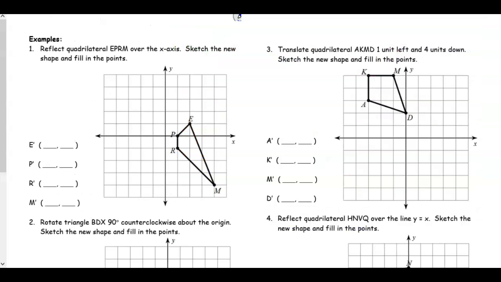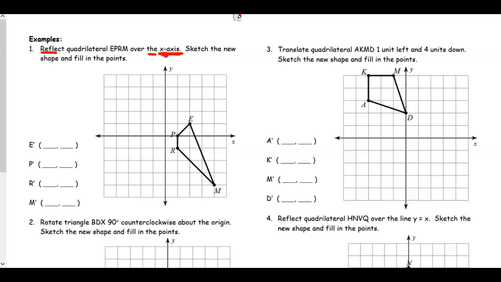Help me out here. Number 1. What's the first word on number 1? You can look at your paper to answer my question. Reflect. Now, we reflect across what? The x-axis. Okay?